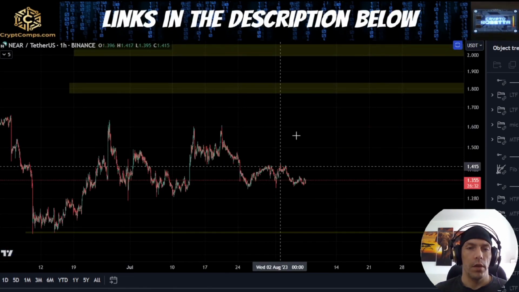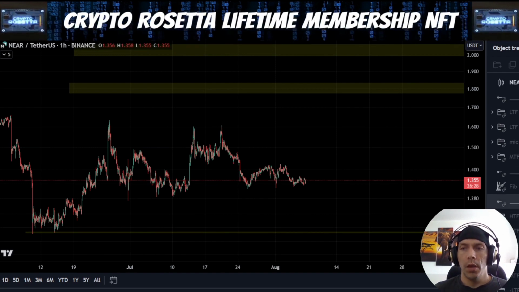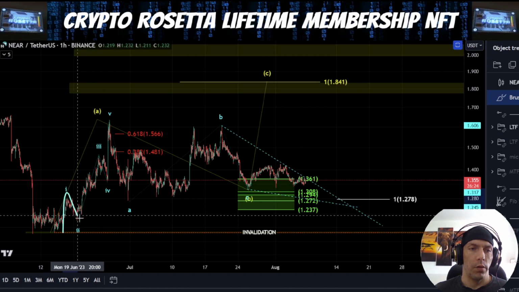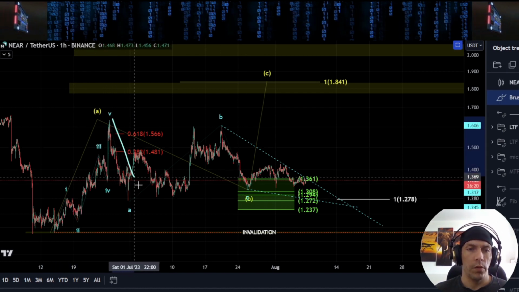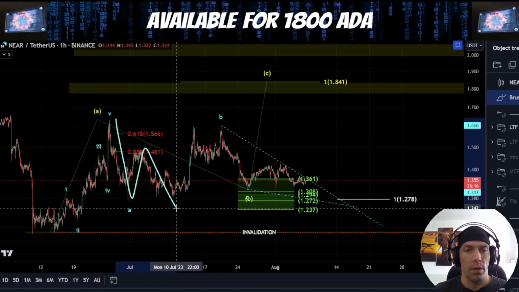Now within this idea here, there's a couple of ways that we can be looking at this move to the upside. So if we come in here and we look at the simple count, what we were talking about in the previous video was that we have this as 1, 2, 3, 4, 5 up into this high. And what we were looking for was this is potentially a B wave into this point. Now, it is also possible that this could be A, B, and C.